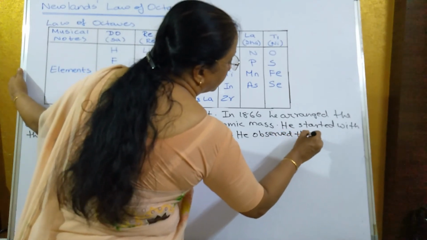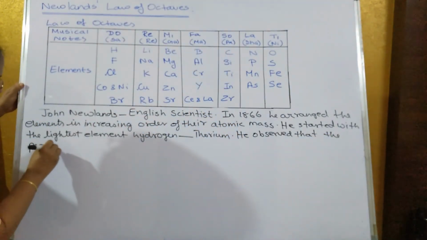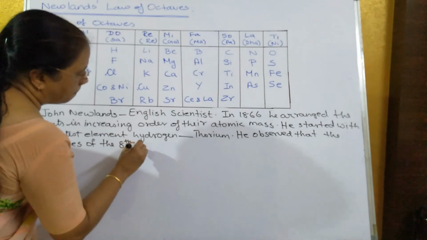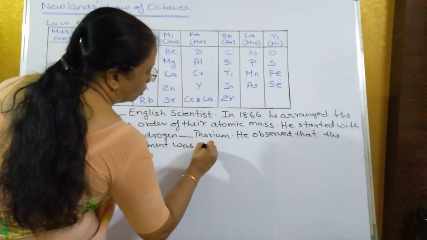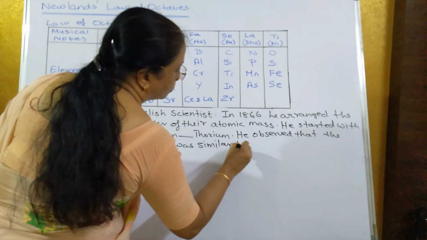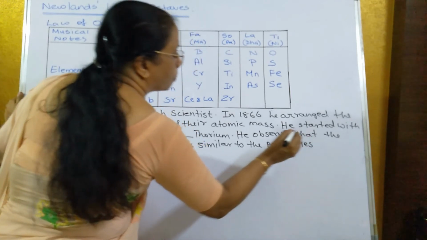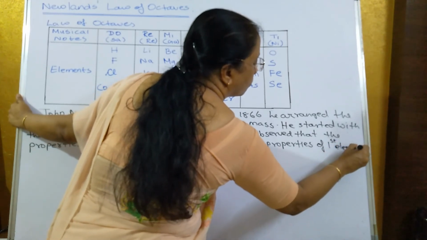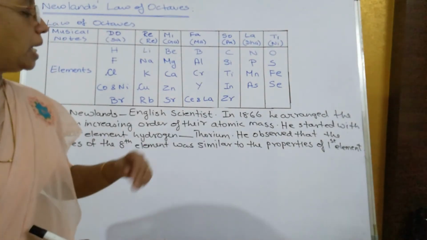that the properties of the eighth element was similar to the properties of the first element. तो उसने क्या ऑब्जर्व किया? जब इनको इंक्रीजिंग ऑर्डर ऑफ एटॉमिक मास में अरेंज किया, तो हर आठवां एलिमेंट का प्रॉपर्टी पहला एलिमेंट का प्रॉपर्टी से सिमिलर था.